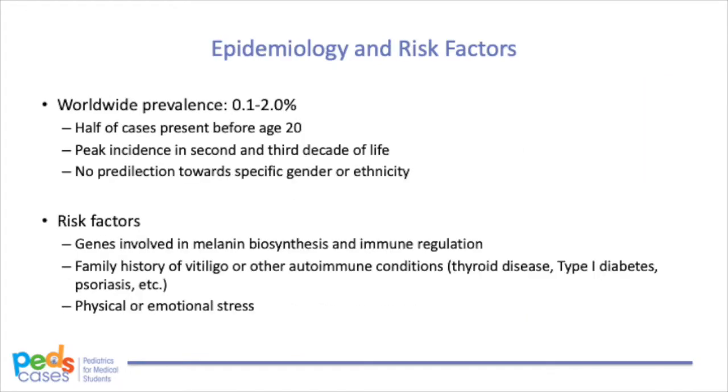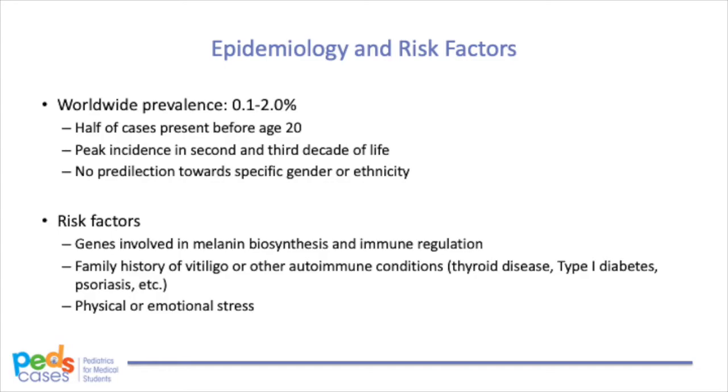Vitiligo is the most common cause for depigmentation, and it affects 0.1 to 2% of the general population. The prevalence of vitiligo increases with age, and 1/2 of cases will present before the age of 20. The peak incidence is in the second and third decade of life. However, it is important to recognize that vitiligo has no predilection towards a specific gender or ethnicity.